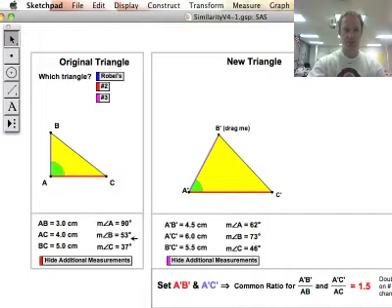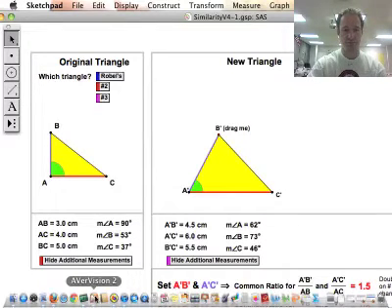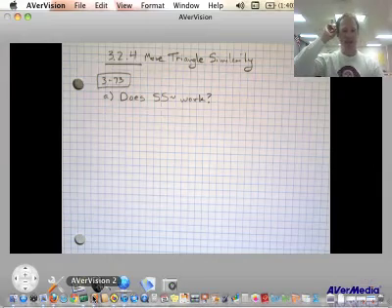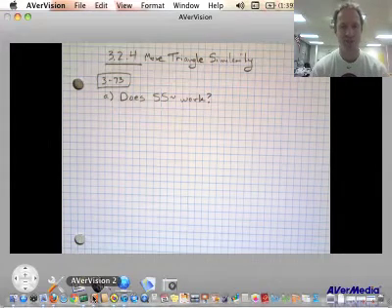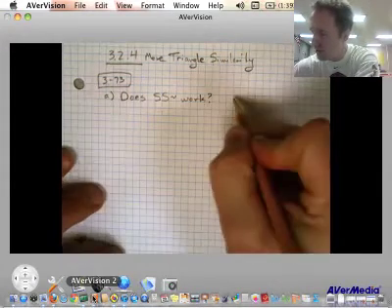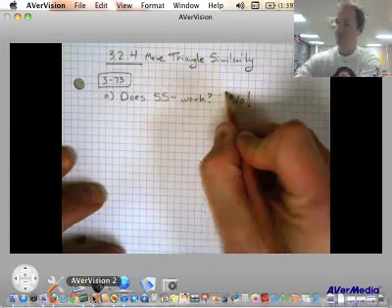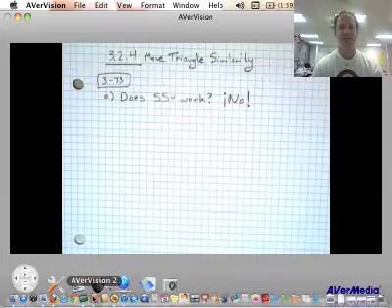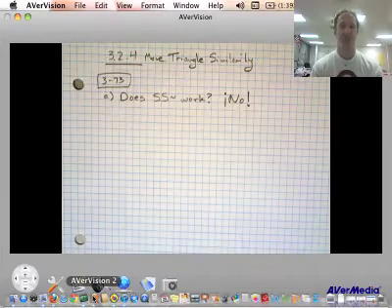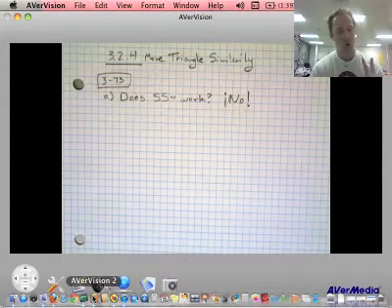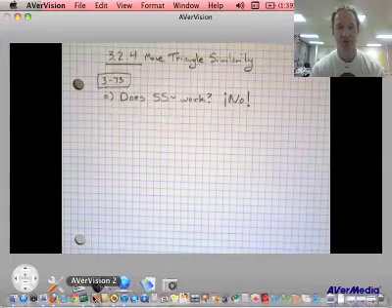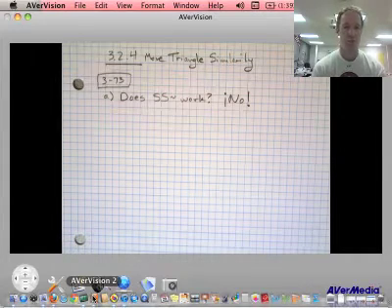So let's go back to the question that I had here. Does side-side similarity work? The answer is no. You have to have all three pairs of sides giving the same ratio. Only two pairs of sides giving the same ratio does not work.